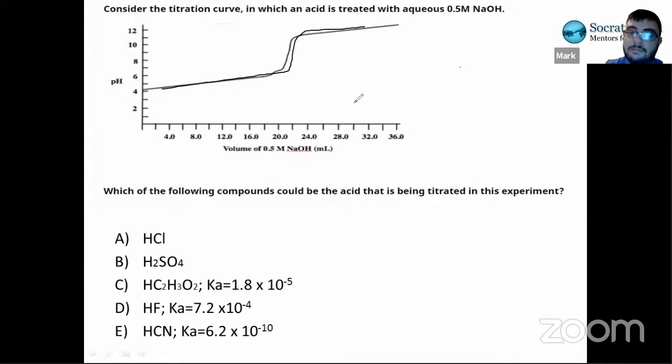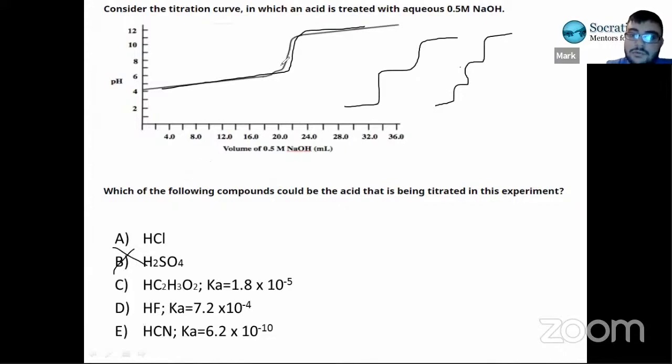If it was diprotic or triprotic, it would look something like this, or more like this, right? It would have multiple curves. But since it's one curve, it can't be H2SO4, which is diprotic. The others it can be because the others are monoprotic.